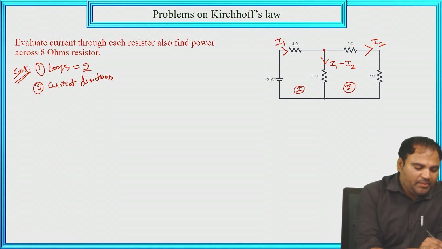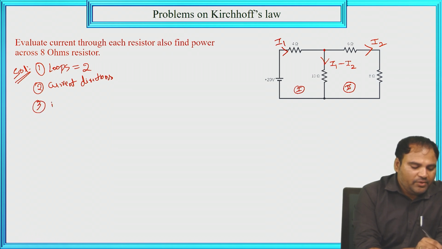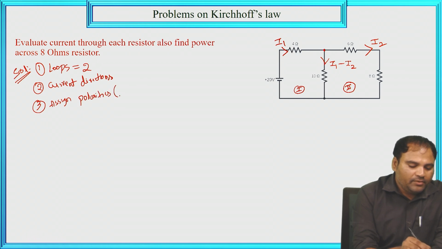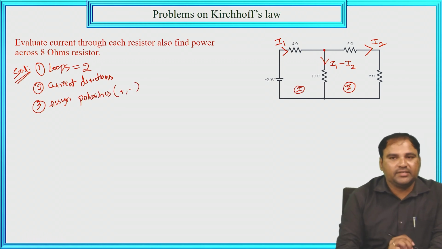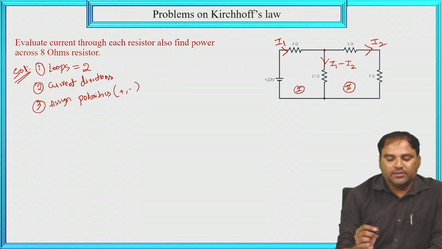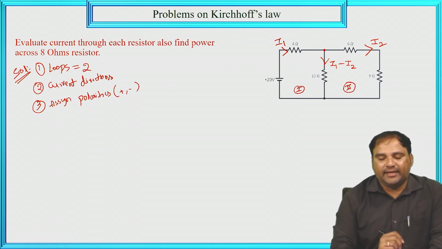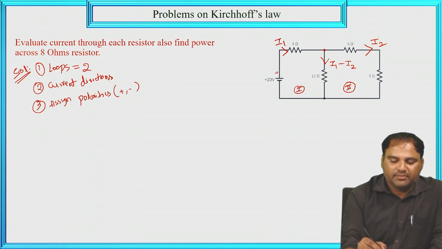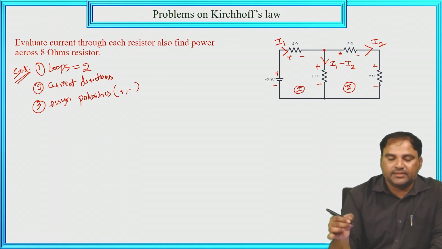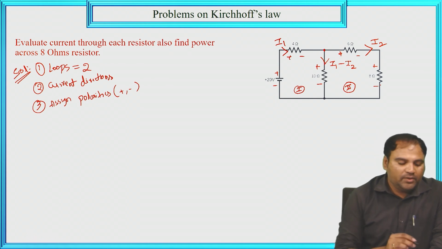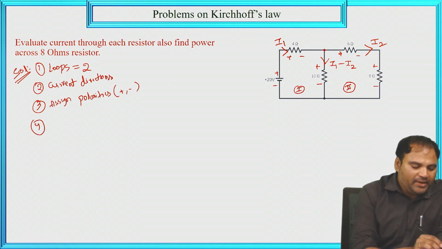And the third step is, we need to assign the polarities, plus minus, right? The polarities depend on the current direction. So here is plus minus, here also plus minus, and this is also plus minus, and here also plus minus. Now the step number 4 is apply KVL.